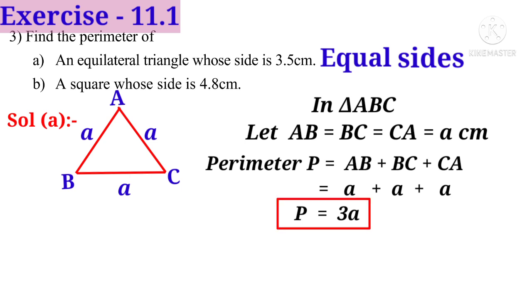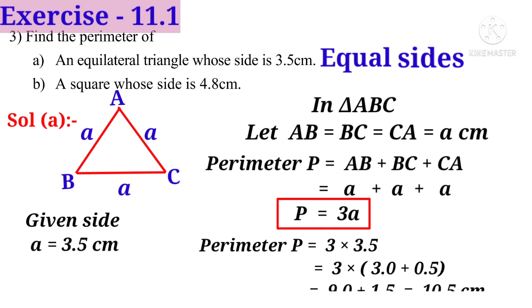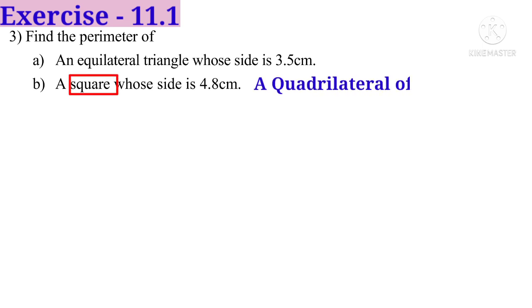Given side a is equal to 3.5 centimeters. So perimeter P is equal to 3 into 3.5. That is 3 into 3.0 plus 0.5. That is 3 into 3.0 is 9.0. 3 into 0.5 is 1.5. So 9 plus 1.5 is 10.5 centimeters. Now find the perimeter of a square whose side is 4.8 centimeters. Observe the word square. Square means a quadrilateral of equal sides.